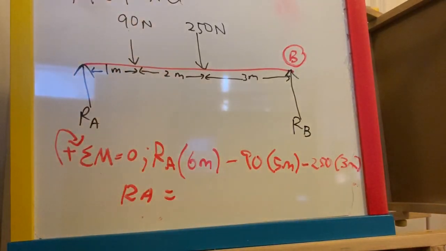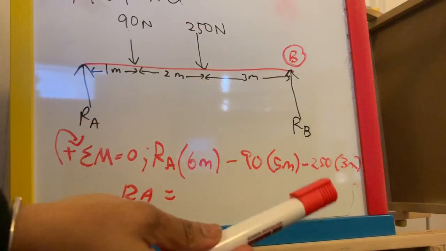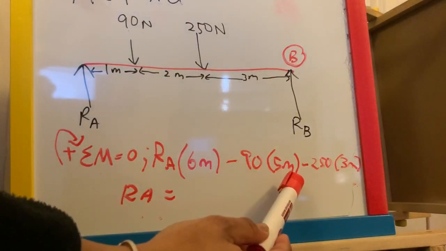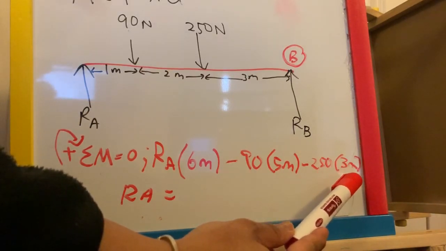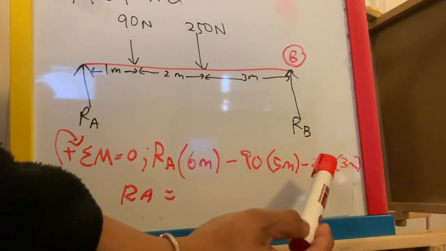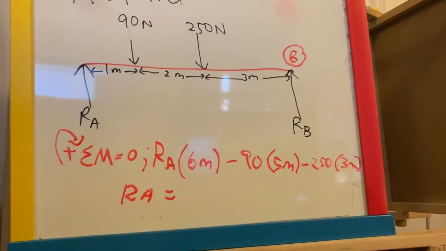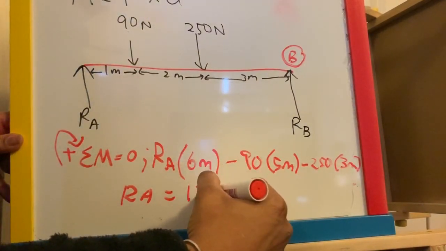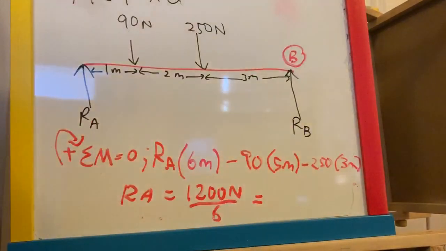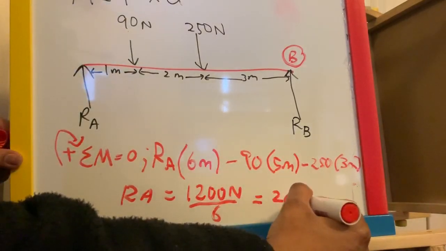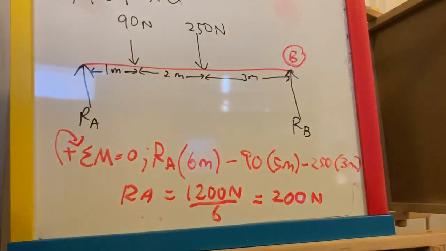Okay, so the value for RA is basically 90 times 5 meters, which is 450, and 250 times 3, which is 750. So adding them both, you get about 1200 newtons. 1200 divided by 6. Okay, all right, that gives you 200 newtons for RA.